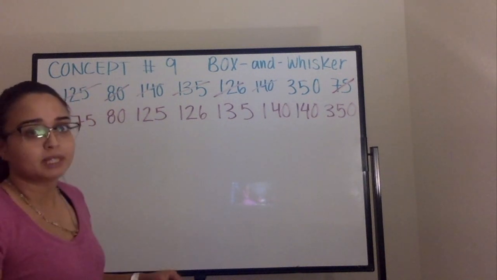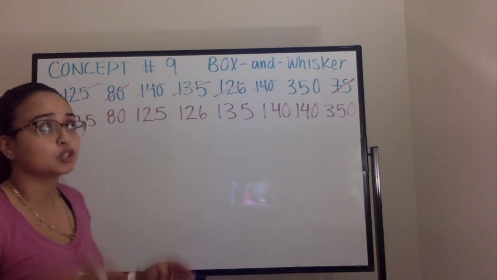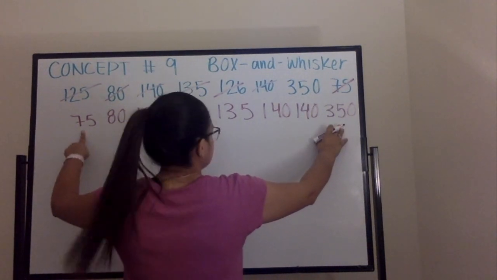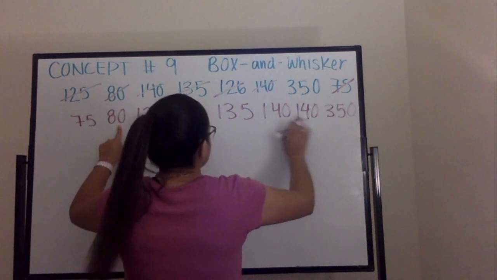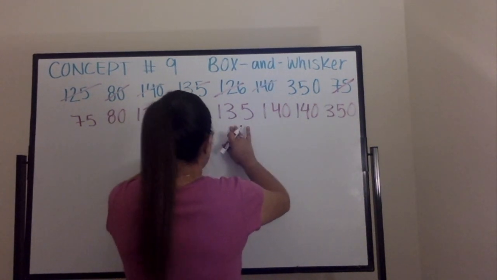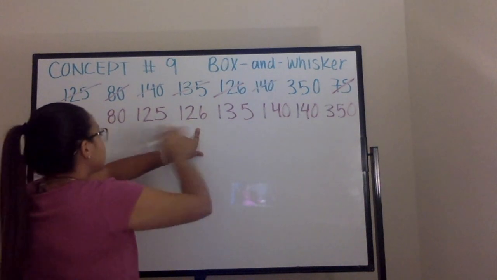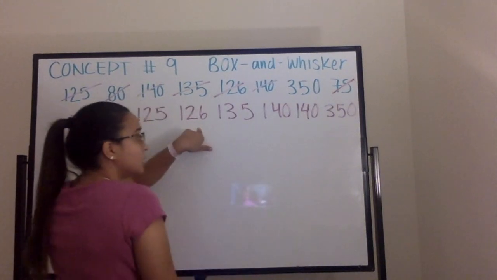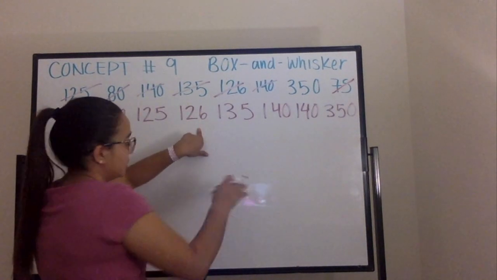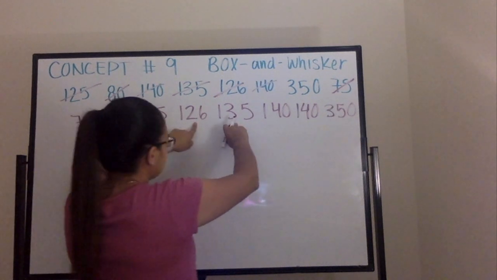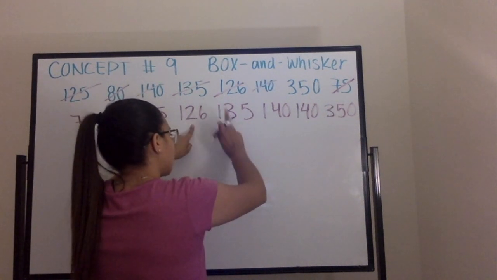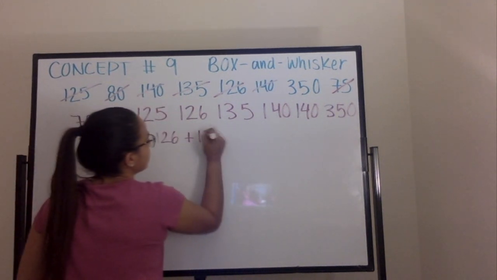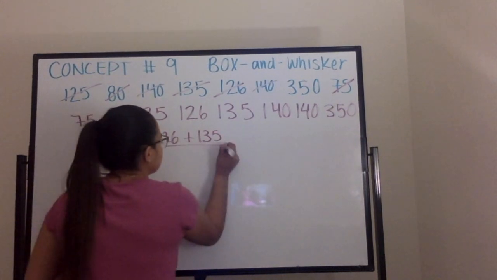Step 2, let's find our median. That will tell us where quartile 2 is. So, our minimum, our maximum. Let's find our median. Because in this set of data we have an even number of numbers, 8, we're going to take the two numbers in the middle, which in this case are 126 and 135. We're going to take 126, add it to 135, and divide it by 2.